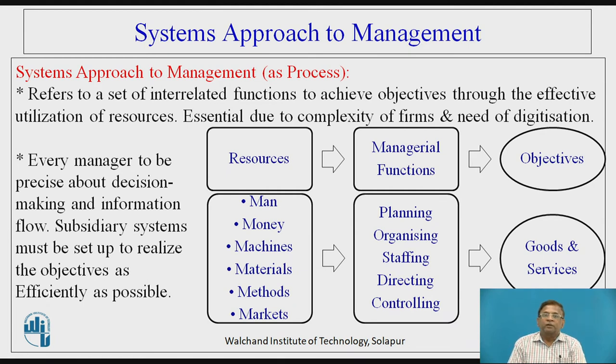Now here, we have input. The general systems approach, that part of the figure is omitted here: input, processing and output. Now specifically for management, input means different resources. What are these resources? They are man, machine, material, money, methods, markets, information, legal aspects, government rules, regulations, and so many other things. These are the resource inputs we can have in management.